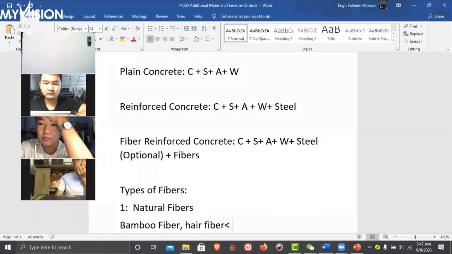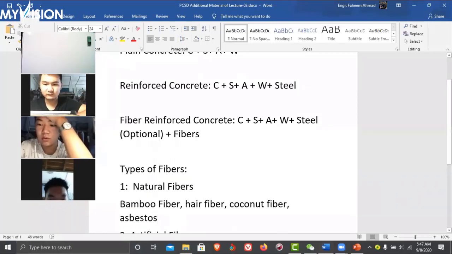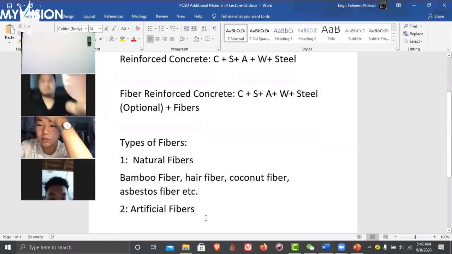Please note down all these things. Bamboo fiber, hair fiber, and coconut fibers, asbestos fiber, etc. These are the natural fibers. Do you remember any name of artificial fiber?